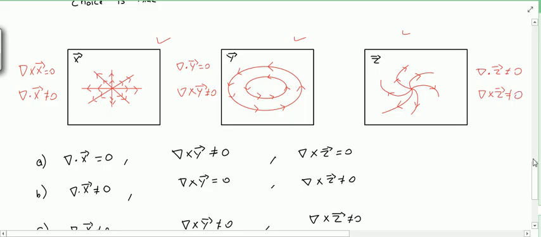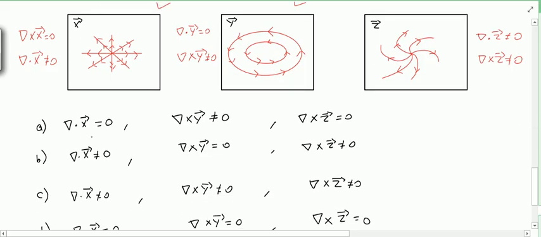So from the given options, option A says del dot x is 0, so this can't be correct. Del dot x is not equal to 0. Here del cross y is non-zero, this can't be correct. Del cross x is non-zero, no, not del cross x, it is del dot x. Del dot x, that is divergence, is non-zero, right? This is true. Del cross y is non-zero, yes, and del cross z is non-zero. So option C is the correct option.